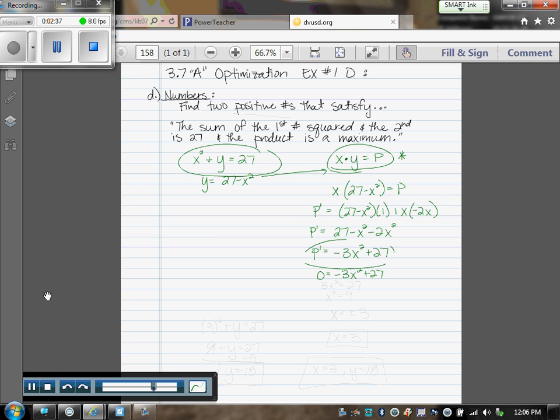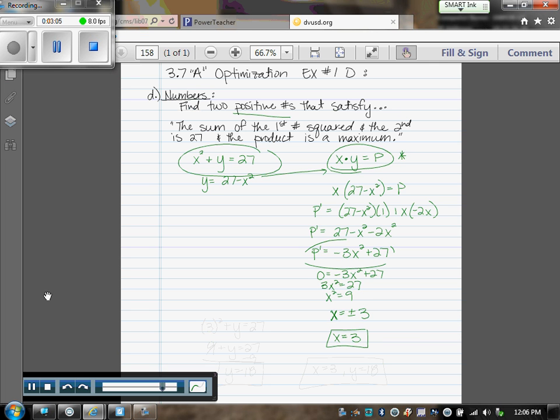Let's move the 3x squared over, make it positive. Let's divide both sides by 3. Let's square root, and I get x equals plus or minus 3, right? Plus or minus 3. So that means our first number is either a positive 3 or a negative 3. Now it says in the directions I want two positive numbers. So I'm going to only take the positive 3 here as my x value. So I know that my first number is 3.